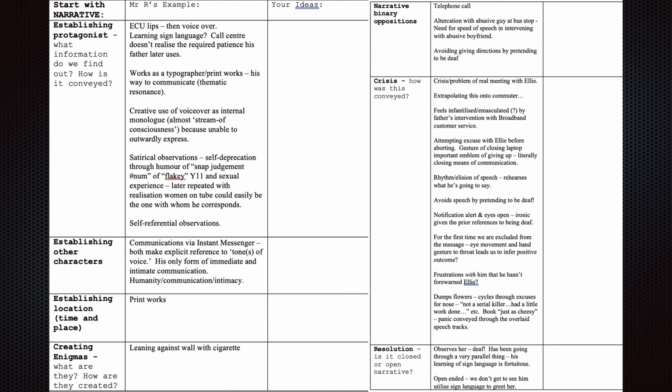They both make explicit references to the tones of voice that they are using, hating text speak, avoiding any of those misinterpretations that text messages can cause, doing it tongue-in-cheek. This is his only form of immediate and intimate communication, and conveys this meaning and response on the need within what it means to be human, to communicate intimately.